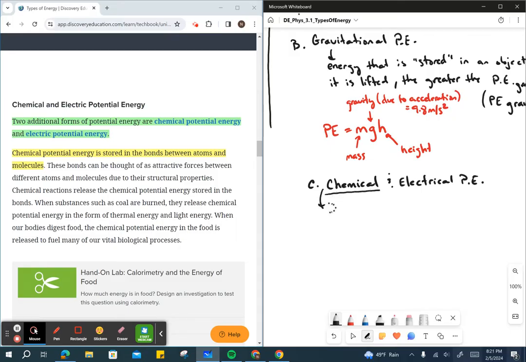Chemical, stored in the bonds between atoms and molecules.